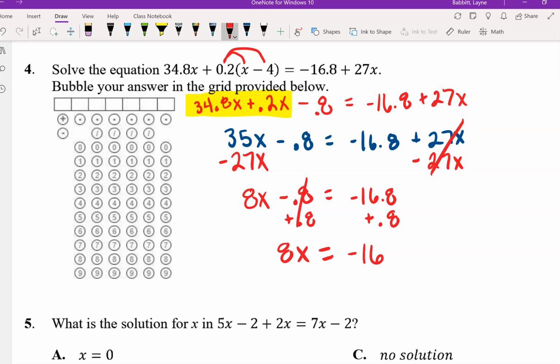Remember, you guys can use calculators on these, so use those to your advantage. And then the final step, this is 8 times x. The opposite of multiplying by 8 is dividing by 8. So divide both sides by 8. We're left with x equals negative 2. And we would type it in as negative 2. Bubble in the negative, bubble in the 2.